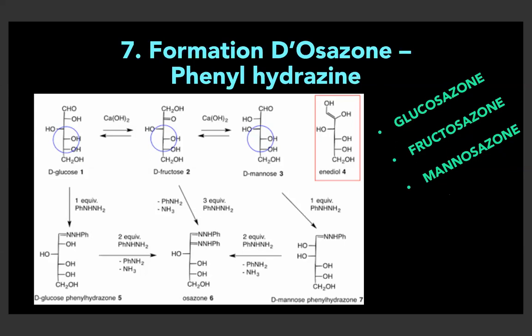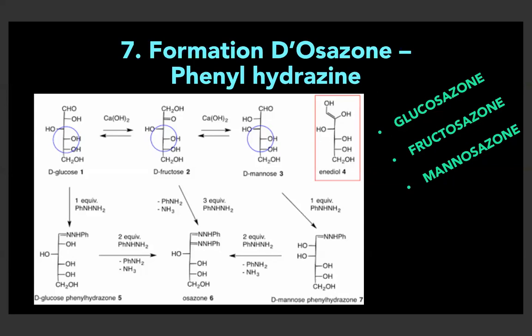So I said an osazone is formed from the reaction of either a glucose, a fructose, or a mannose plus phenylhydrazine. Take note, galactose does not form an osazone. So mannose, fructose, and glucose, when they are reacted with phenylhydrazine, form osazones.